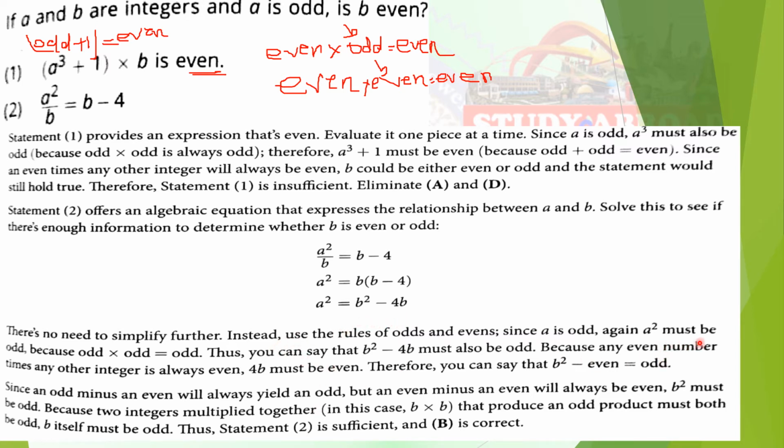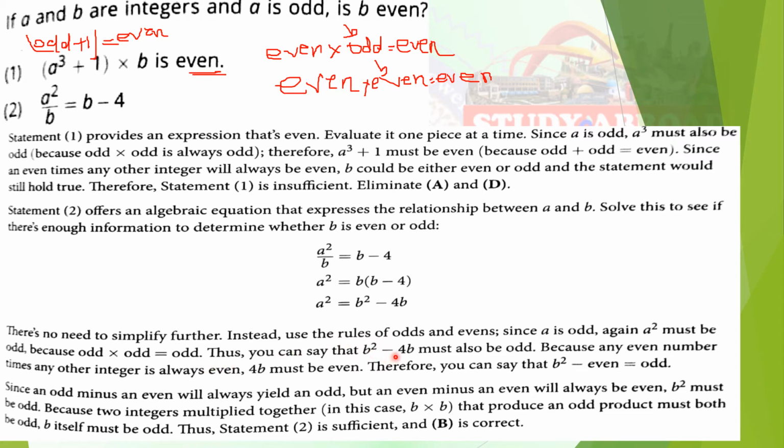So A square is nothing but odd into odd, because A is already odd, and odd into odd is always odd only. Then the left hand side is odd, so the right hand side should also be odd only. How do you get odd? Odd into odd; A is odd, and odd into odd is always odd.